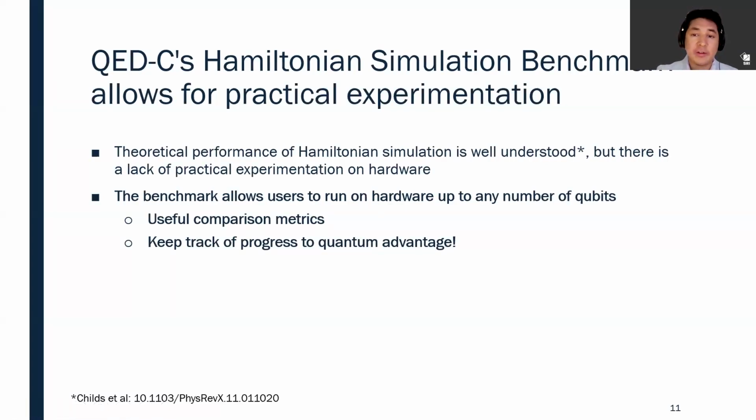What's interesting about the Trotterization algorithm is that the theoretical performance, or how well it could possibly do, is well understood. In this link, I've included a paper where they prove some upper bounds on how well the Trotterization algorithm will perform on a noiseless quantum computer. But it's difficult to estimate how well it would practically do on hardware. So what our benchmark allows users to do is test the Hamiltonian simulation circuit on hardware up to any number of qubits. This provides useful comparison metrics for comparing across different quantum computers today, and also helps you keep track of progress towards quantum advantage for this particular algorithm. And in general, this suite allows you to keep track of progress to quantum advantage for all the quantum algorithms included.